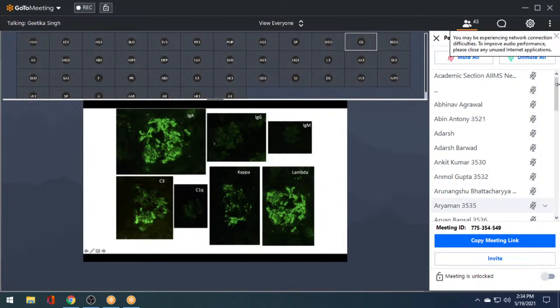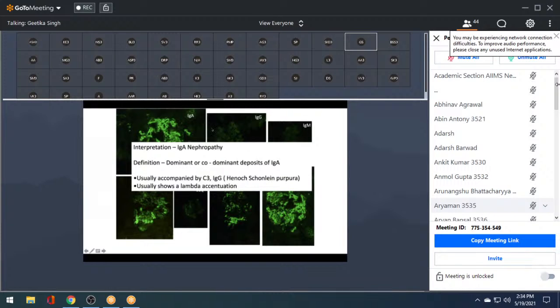But you can see G is negative, right? Negative IgG, negative IgM, and negative C1q. So this is how you would get to the diagnosis. Here, of course, I would need my light microscopy. I've seen my light, I come to the IF, I see this IF, I say this patient has IgA nephropathy. It's defined as dominant or codominant deposits of IgA.